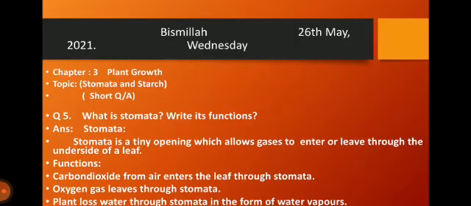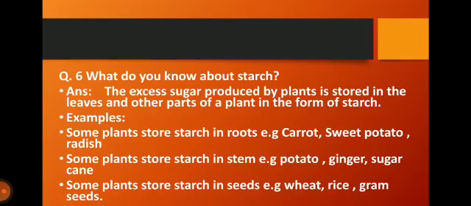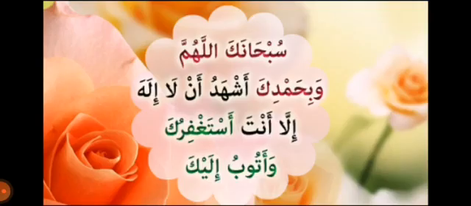Okay, now it's your homework. It's question 5 and question 6, and these two questions are about stomata and starch. Do these two short questions neatly in your notebook.